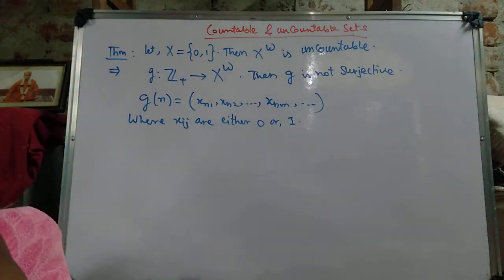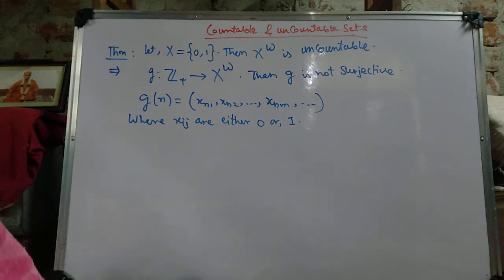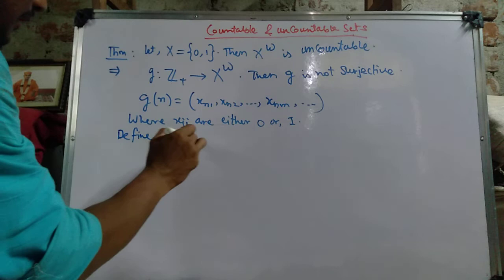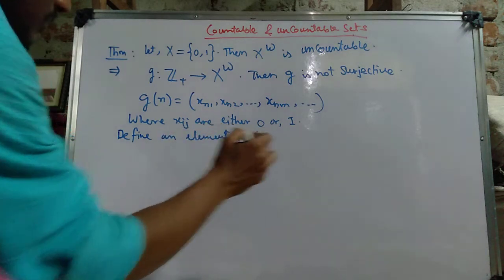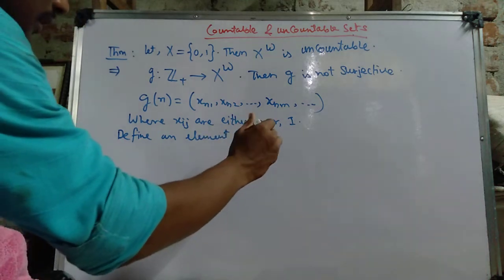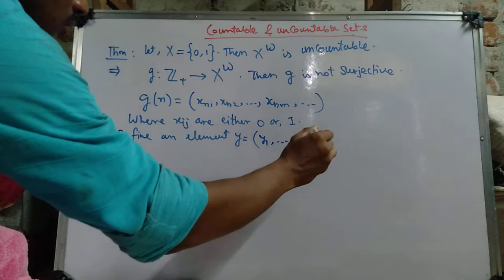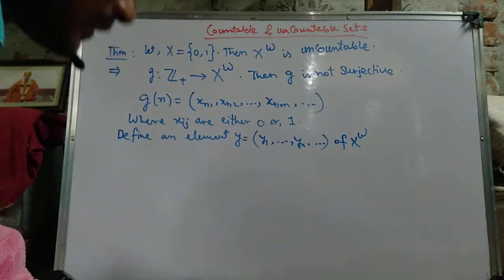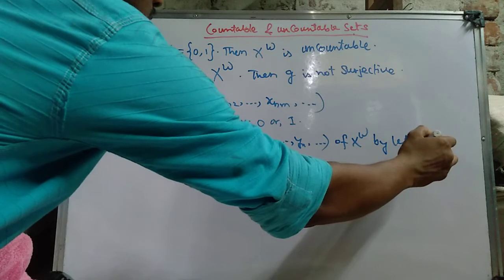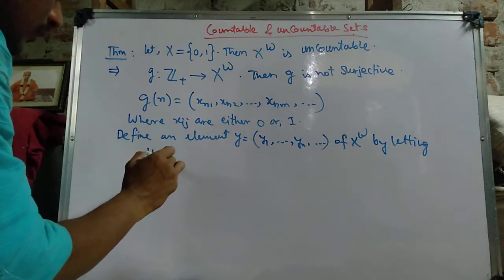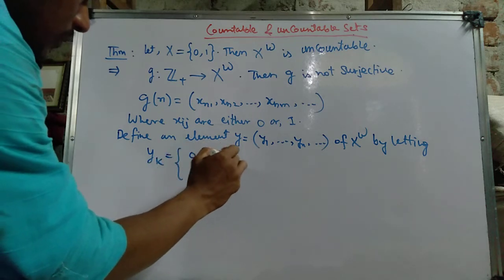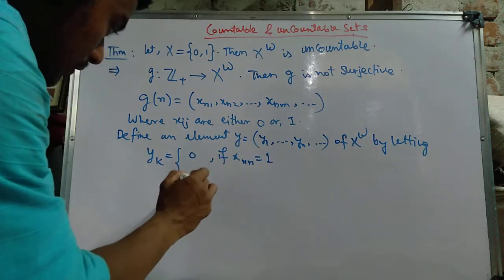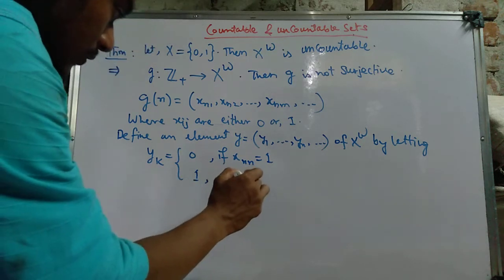Then we define an element y equal to y1, y2, ..., yn, ... of X to the power omega by letting yk equal to 0 if xkk equals 1, and 1 if xkk equals 0.